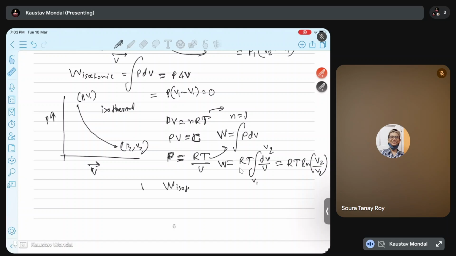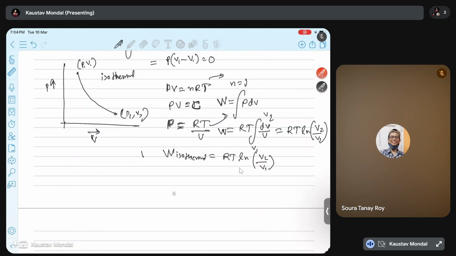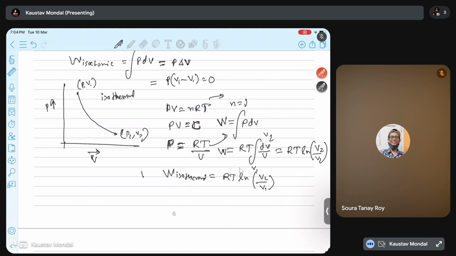So for isothermal, it is RT ln V2 by V1. Whenever you see an isothermal process happening in the PV diagram, you can easily calculate the work done in the system from the information of the volume only.